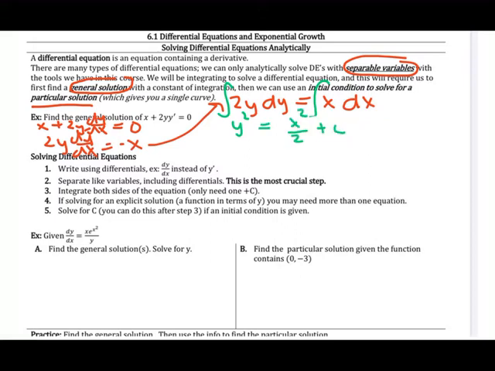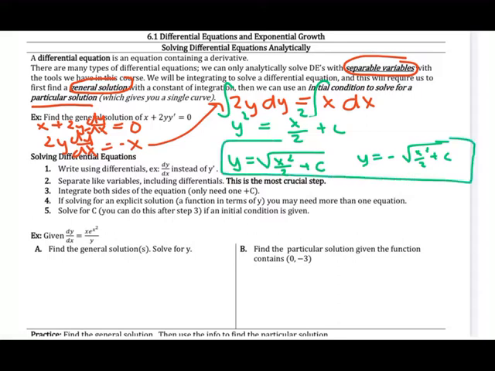And then let's go ahead and isolate y, which you're going to do anytime that that's possible or logical to do. So we're actually going to get two separate equations. We're going to get that y equals the square root of x squared over 2 plus c. And we're going to get that y equals the negative square root of x squared over 2 plus c. So these are our two equations that represent the general solution for this differential equation.